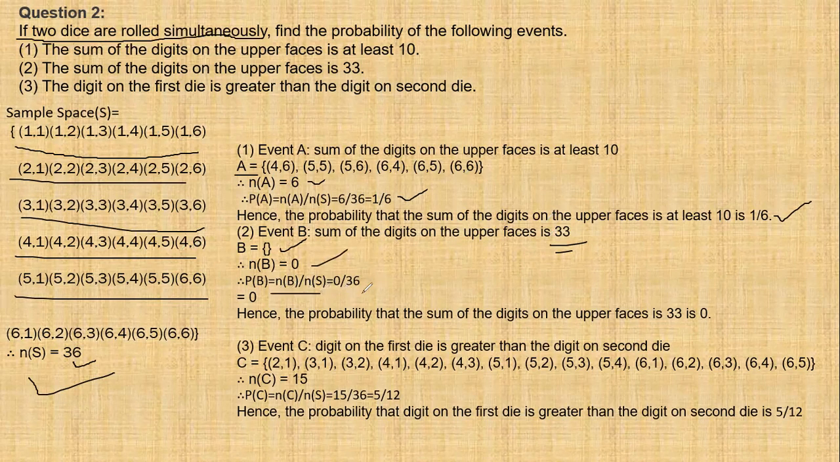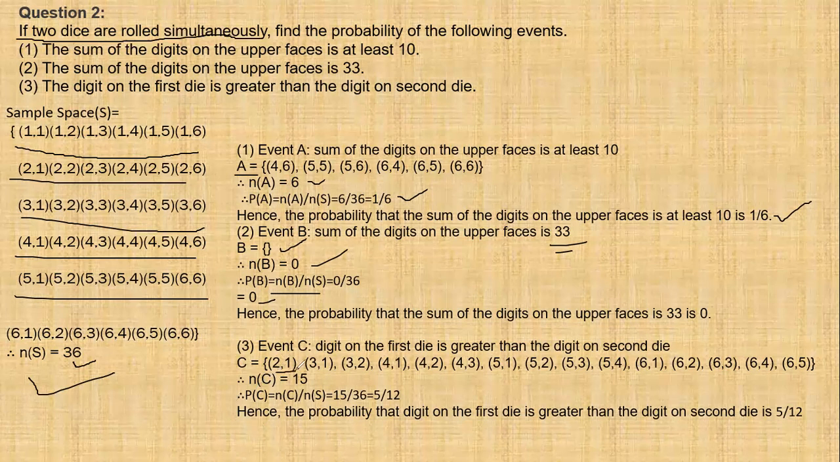So 0 upon 36 is 0. So that is your answer. Event C, the digit on the first die is greater than the digit on the second die. So you have to write down which digits form over there. It is the first die is greater than the second one.